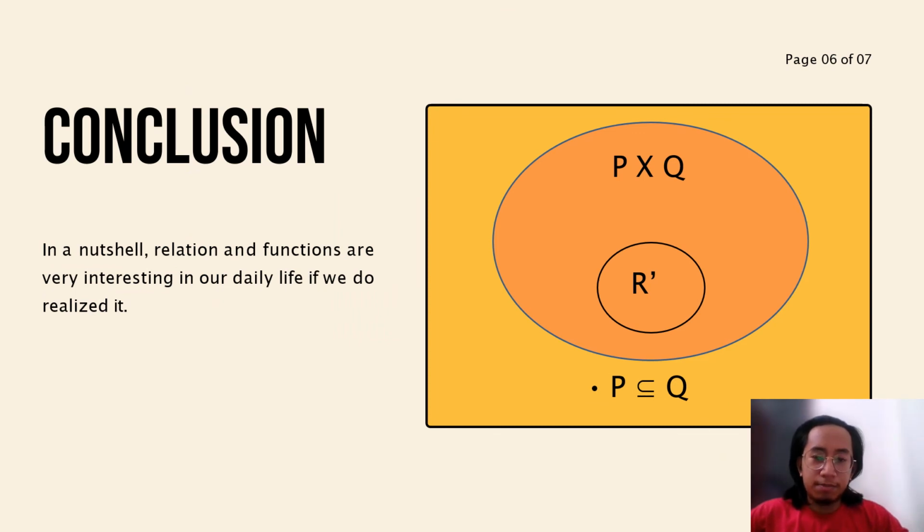The last bit is the conclusion. In a nutshell, relations and functions are very interesting in our daily life if we do realize it. As you can see in the previous real life example, even vending machines are part of the relation that we just learned. Let's say this entire circle represents the set of elements in the Cartesian product P cross Q. In that case, set R' will be a part of it. So we can say that set R' is a subset of the Cartesian product P cross Q.